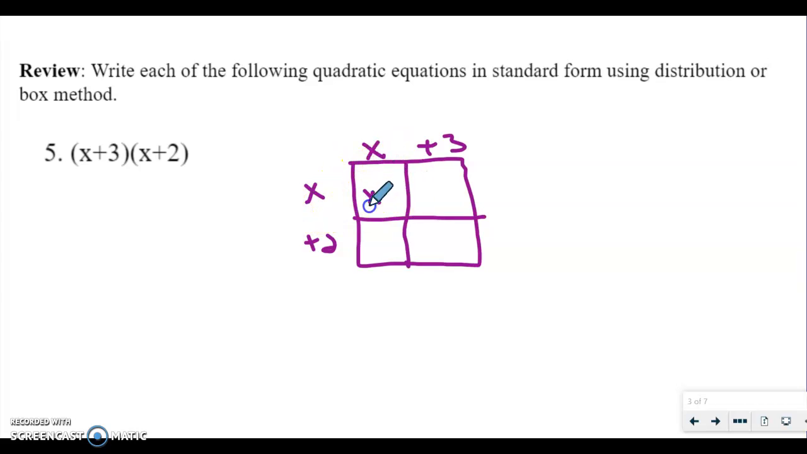X in x is x squared. X in 3 is 3x. 2 in x is 2x. 2 times 3 is 6. And if you remember, we added this diagonal together. So we ended up with x squared plus 5x plus 6. This next one is just asking you to do exactly the same thing with another set of binomials.